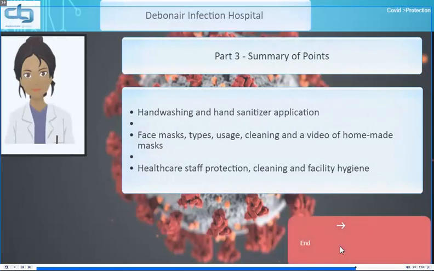Now let us go over the points we have covered in this part of the COVID-19 training. Hand washing and hand sanitizer application, face masks, types, usage, cleaning and a video demo of homemade masks, healthcare staff protection, cleaning and facility hygiene. Click the red button below to continue.